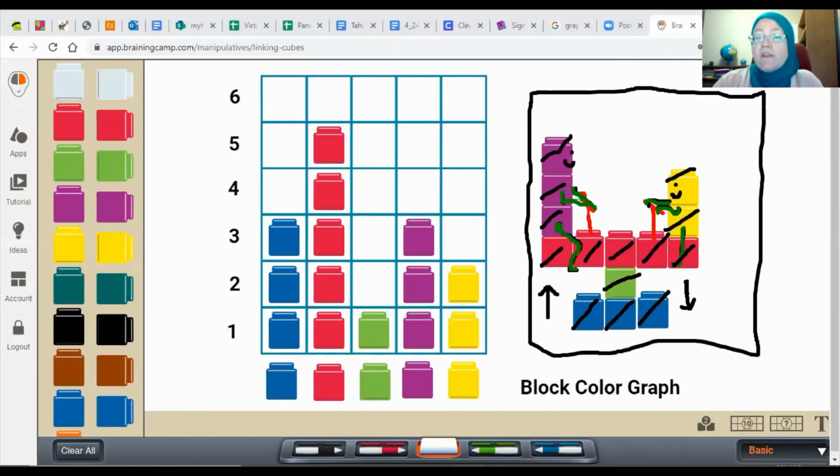I want you to try it for yourself. See if you can be successful at making your own graph. If you have any questions, reach out to your teachers.